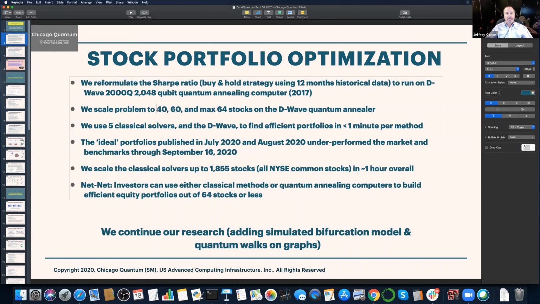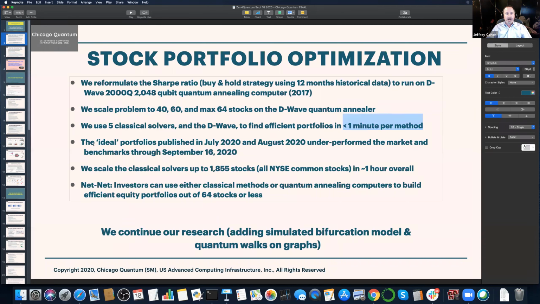We scaled the problem to 40 stocks, and we were so proud. We wrote an article, and we told everyone how we did it, because it was really exciting to get it on D-Wave. And then we did 60 stocks, and then within a day, we got it up to 64 stocks. And this runs consistently on the D-Wave. We get great results. We use 5 different classical solvers as of today, like in production. And 64 stocks, we can do this in less than a minute per method, which is great.